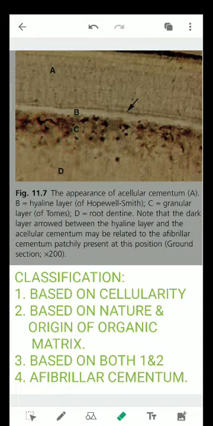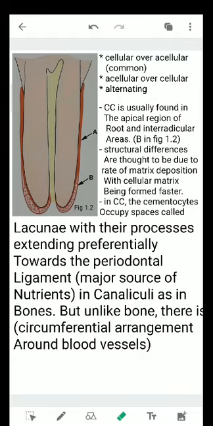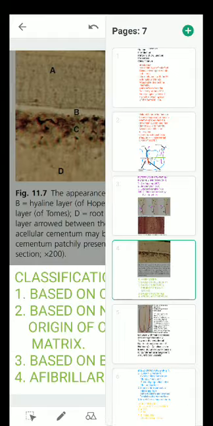Now, based on cellularity, we have two. We have the cellular as well as the acellular, right?